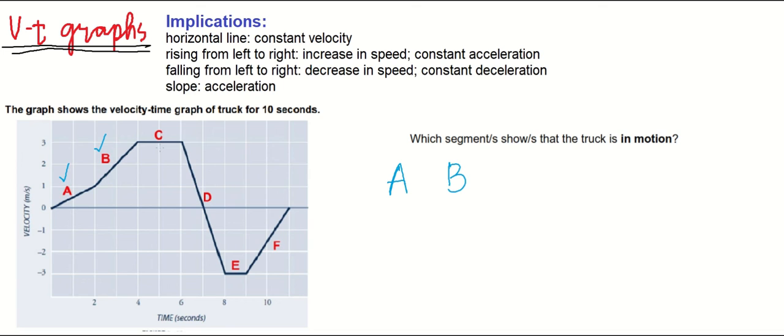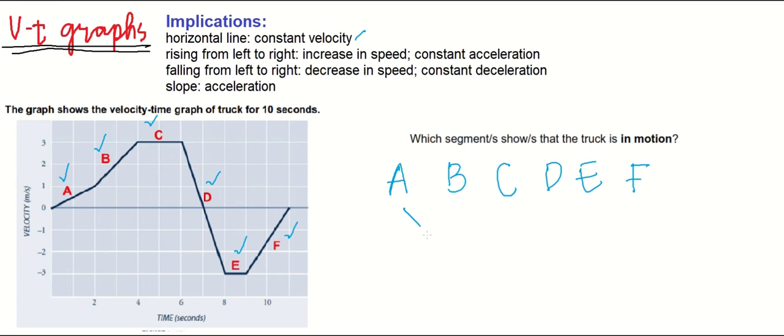C. What does it mean? A horizontal line in a velocity-time graph means that it is traveling with a constant velocity. Therefore, we say that it is also in motion. So, pasok pa rin siya. How about D? Yes, E, and F. So, all of these segments show that the truck is in motion.